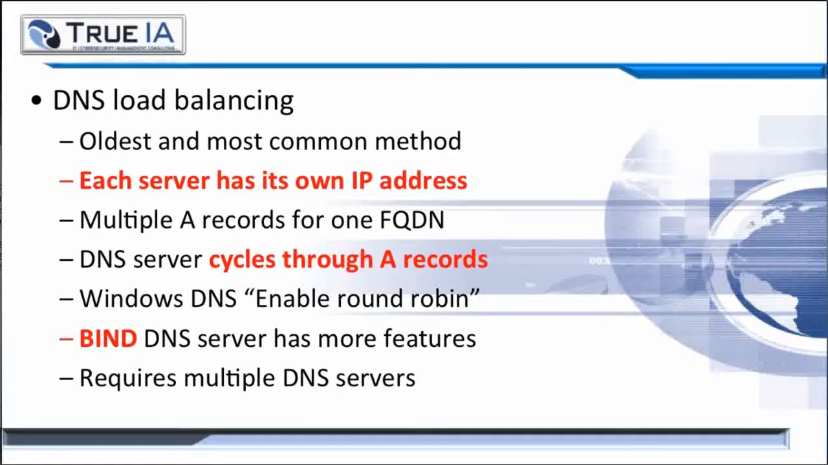Next is DNS load balancing. It is probably the oldest and most common method of load balancing itself. Each server has its own IP address. There are multiple A records for one FQDN, or fully qualified domain name. The DNS server will then cycle through those A records. For instance, to accomplish this in Windows DNS, you need to enable round robin. On a BIND DNS server, you'll find a few more features. However, it will require you to have multiple DNS servers.